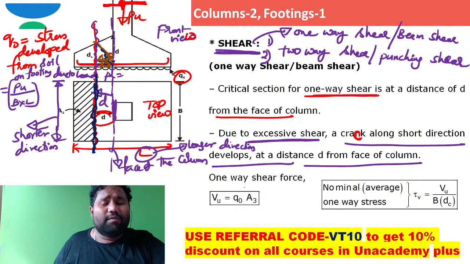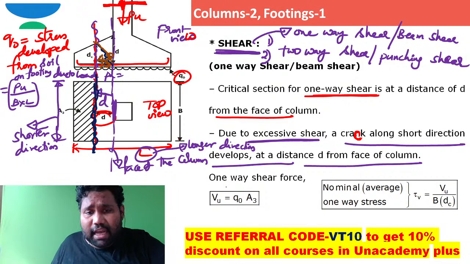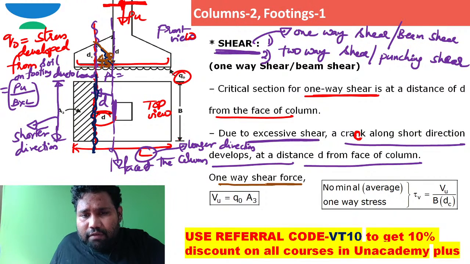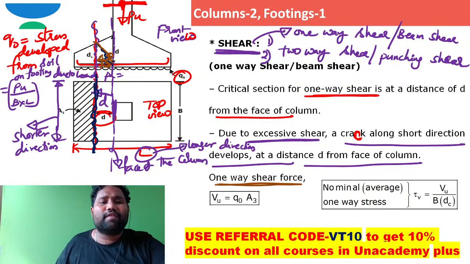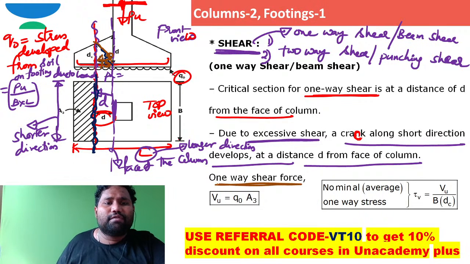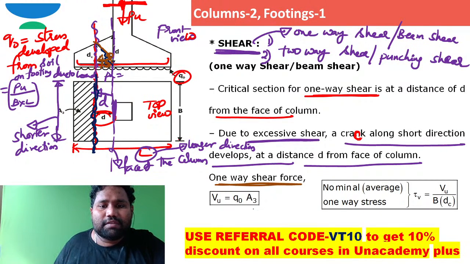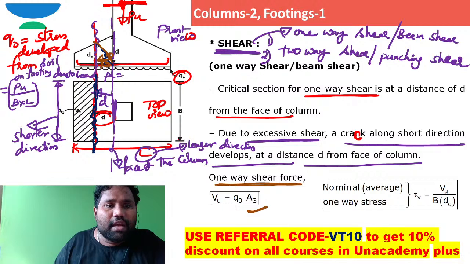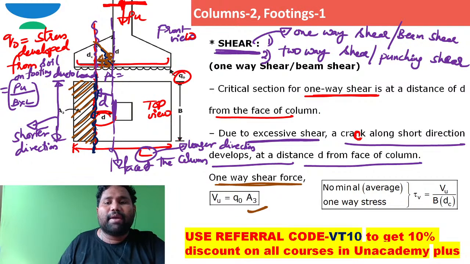Now, what is the name of that shear force? It is one-way shear force. How can you investigate that one-way shear force? You can investigate it by using this formula, Q naught into A3. What is this A3, sir? A3 is the hatched portion. How can you mention this A3? A3 is this length.